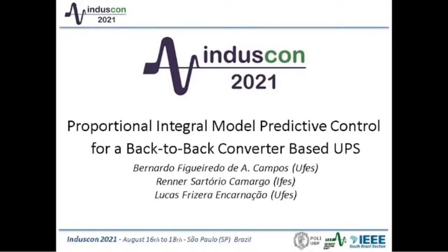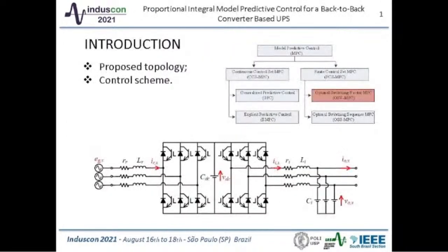From the Federal University of Espírito Santo, this is a proportional integral model predictive control for a back-to-back converter-based UPS. So, the proposed topology is a three-phase back-to-back converter in which the control scheme is mainly done via MPC, model predictive control. More precisely, the discrete domain optimal switching vector MPC.